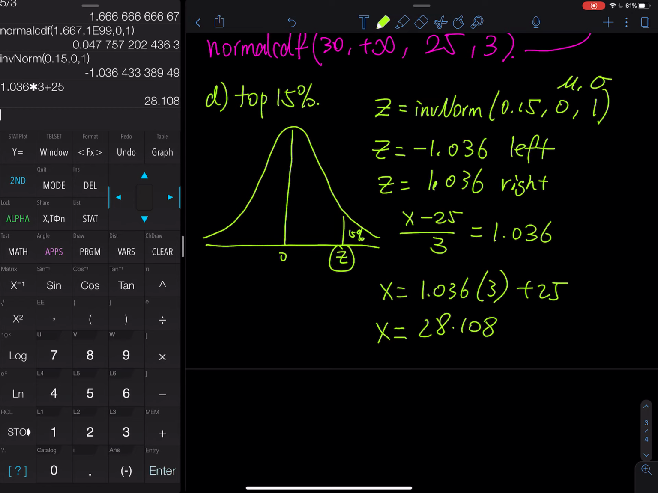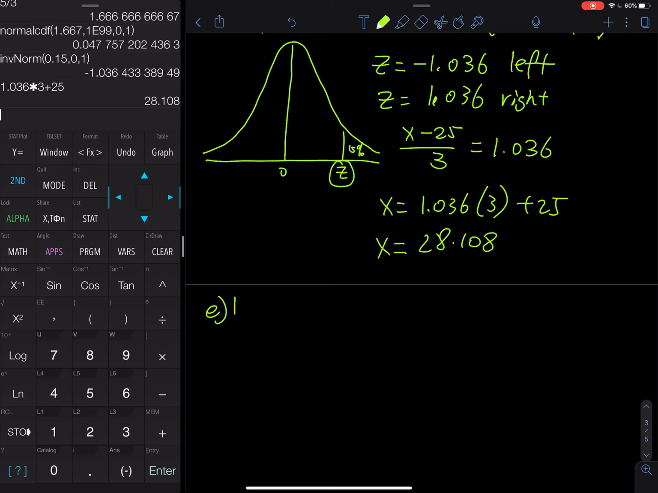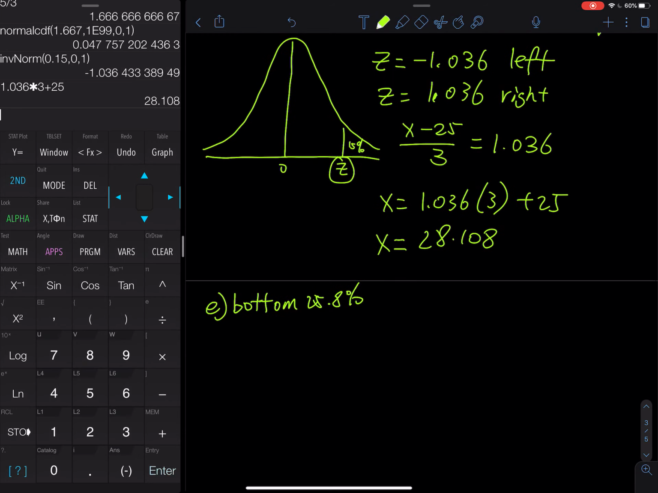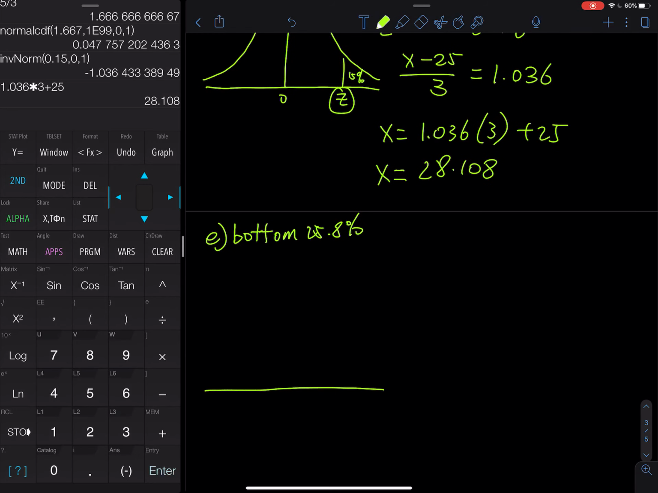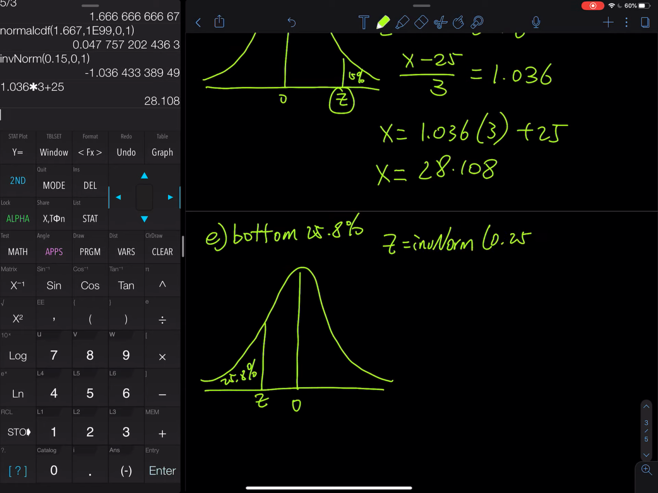And then E is the bottom 25.8%. So E is bottom. Bottom means left side. So we have bottom 25.8% right here. So this is a 0, this is 25.8%, and then this is a z. So the z is equal to inverse norm 0.258 and then 0, 1. So let's find the z.